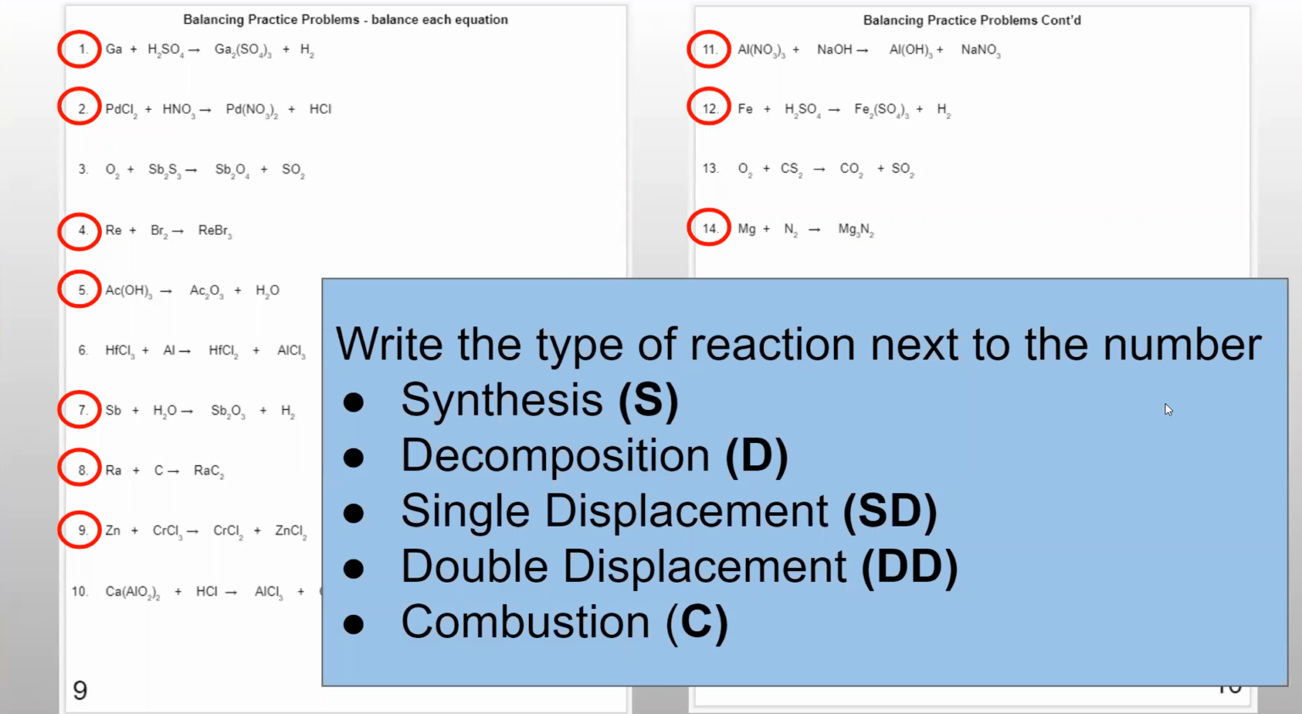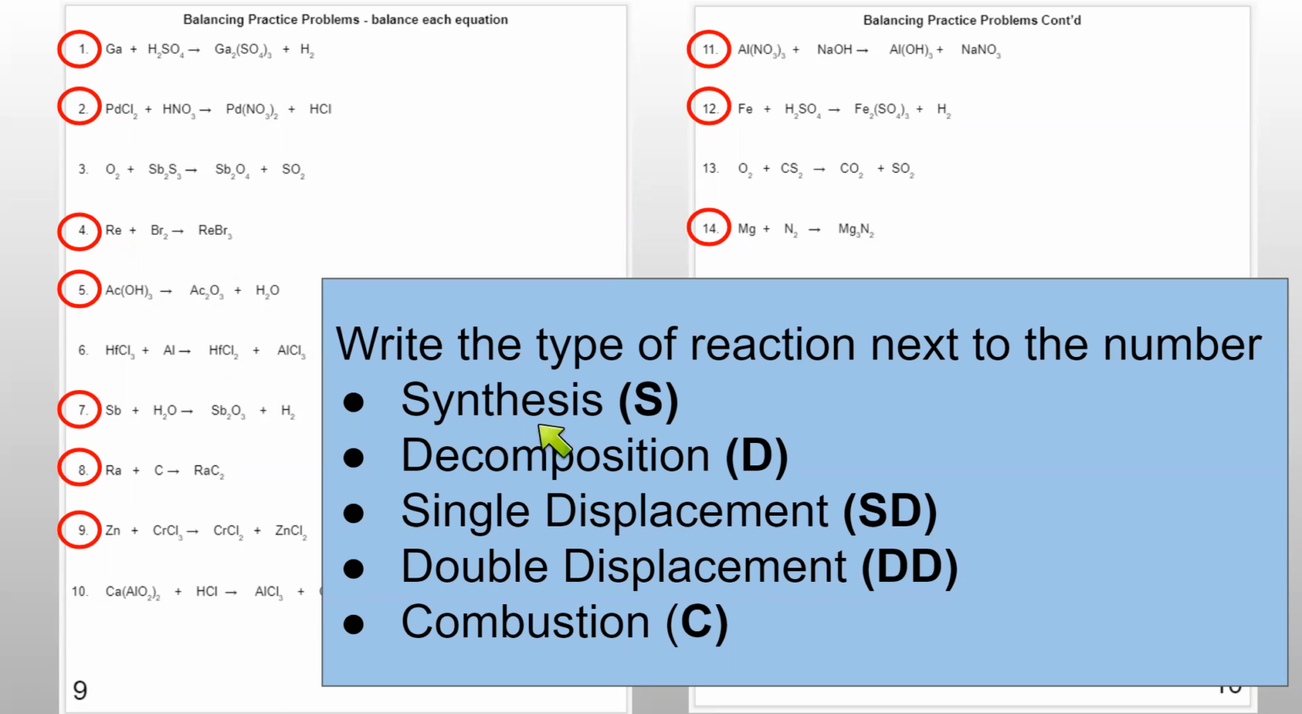Hop over to pages 9 and 10 in your notes. 9 and 10. Now you should have already balanced these, and if you haven't balanced these, we don't have our test till next week. But what I'm going to have you do, now you don't even have to have these balanced to answer this question. For each of the items that are circled, so I have 1, 2, 4, 5, 7, 8, 9, 11, 12, and 14, you are going to decide and determine which type of reaction is taking place.